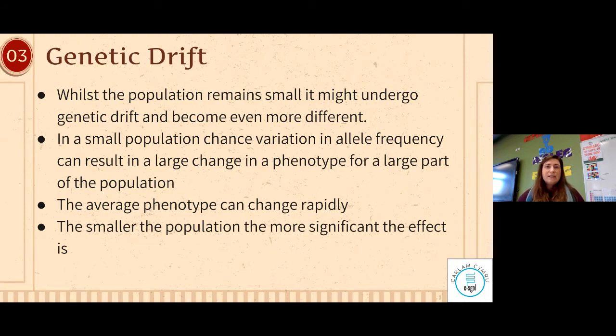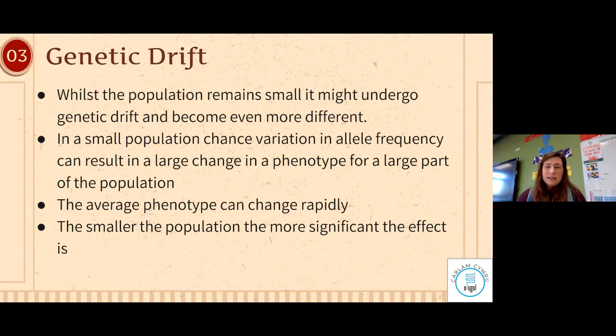Genetic drift goes beyond that. Whilst the population is small, it might undergo genetic drift and become even more different from the parental population. So in a small population, chance variation in allele frequency can result in a large change in a phenotype for a large part of the population. That change in allele can look like a lot have it, because it's a small population, a lot of that population have that change. And the average phenotype can change rapidly, and the smaller the population, the more significant the effect is.